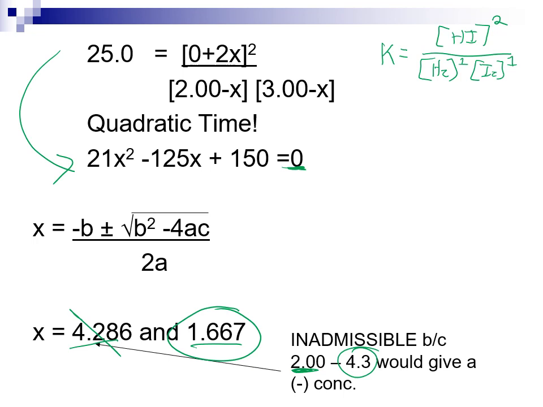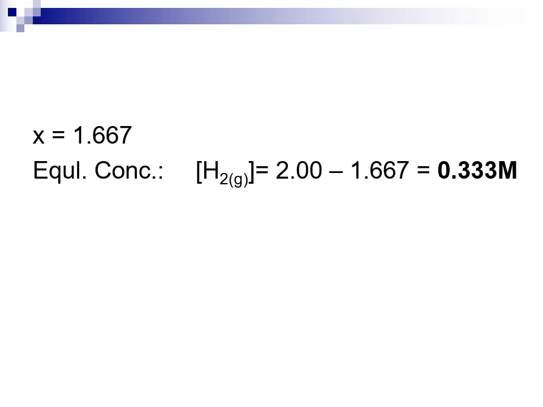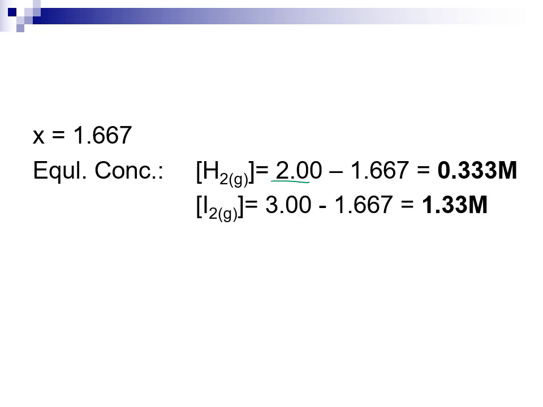Then it's just a matter of saying that as your answer. So if x is 1.667, what does that mean for the concentrations? Hydrogen started at 2 and went down by 1.667, so it's 0.333 moles per liter. Iodine ends up being 1.33, and then HI will be 2 x's, so 3.33 moles per liter.